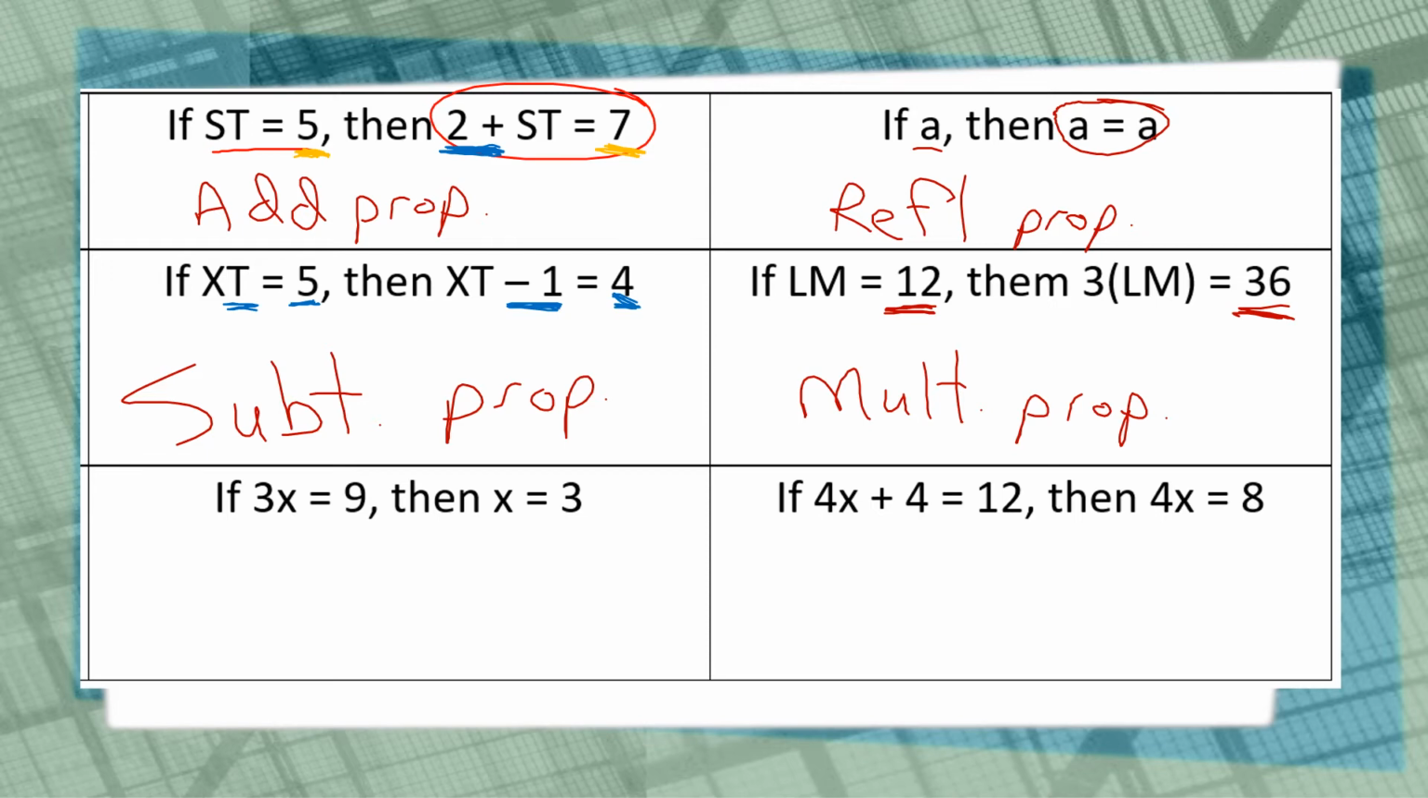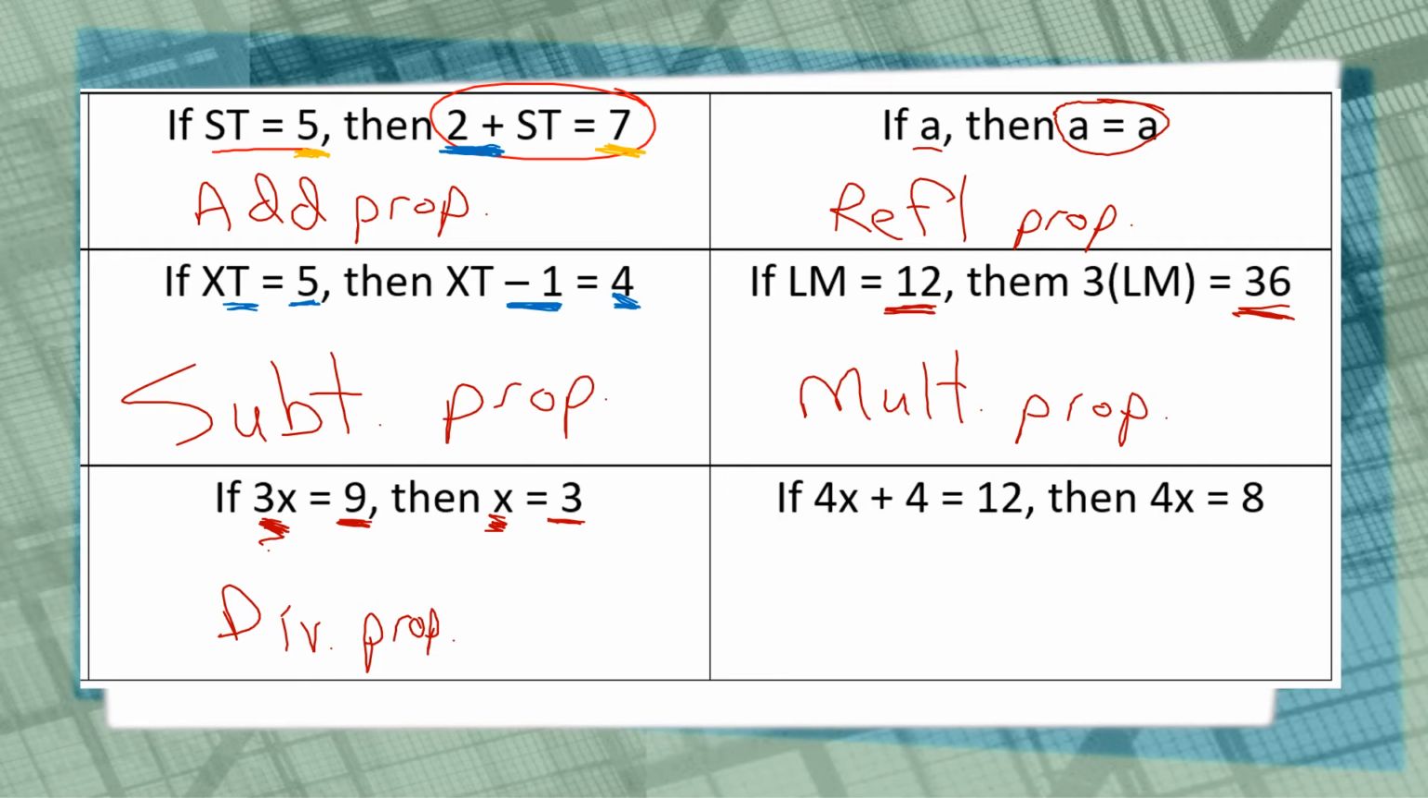Bottom left, if 3x equals 9, then x equals 3. Again, for this one, how did you turn 9 into 3? Well, hopefully you're recognizing, oh, I divided by 3. You could try to say, oh, I subtracted 6. But I went from 3x right here to x. So I definitely didn't subtract 6 from 3x and get x. So we use the division property, because we're dividing both sides by 3.